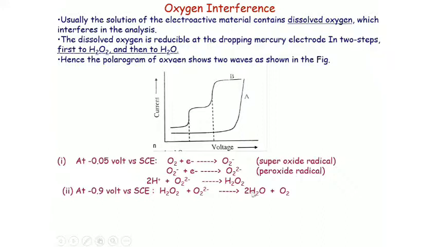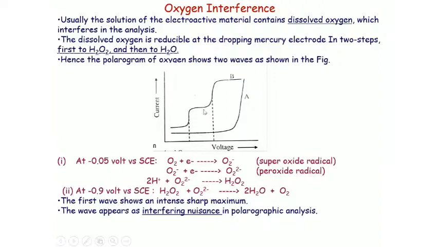Okay, it is a reduction of H2O2 to form 2 H2O. Therefore, oxygen is reduced in two steps. First, there is a formation of H2O2, and in the second step, there is a formation of water. The first wave shows an intense, sharp maximum. It is called an interfering nuisance in polarography analysis.